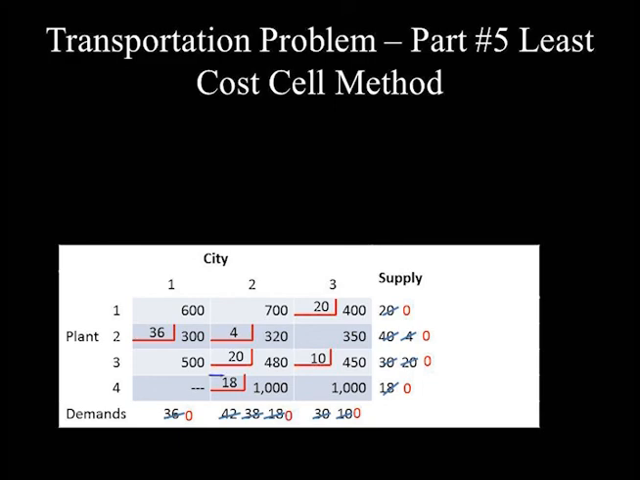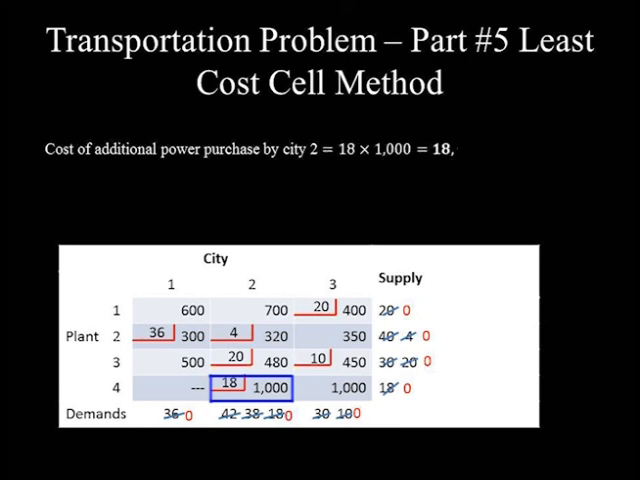Only CT2 purchases electricity from the external network at a premium rate of 1,000 birr per million kilowatt hour. So the cost of additional power purchase by CT2 is equal to 18 times 1,000, that is 18,000 birr.